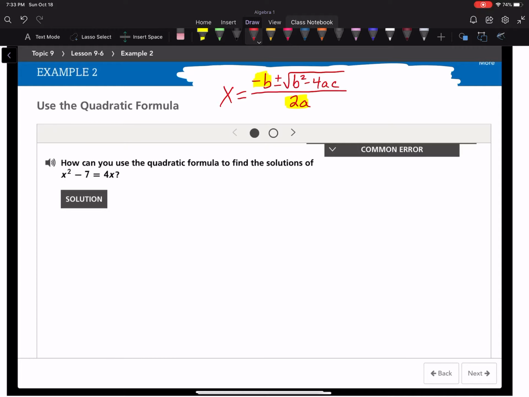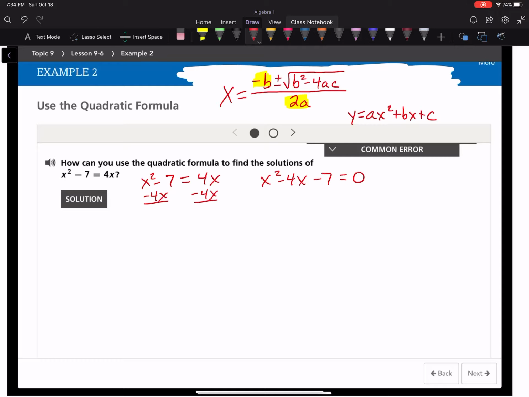Well, first we make sure our equation is in standard form. So we have x squared minus 7 equals 4x. I'm going to set it equal to 0 first. So I'm going to move that 4x over. That will leave us with x squared minus 4x minus 7 in standard form. And remember, standard form is y equals ax squared plus bx plus c. That is the standard form.